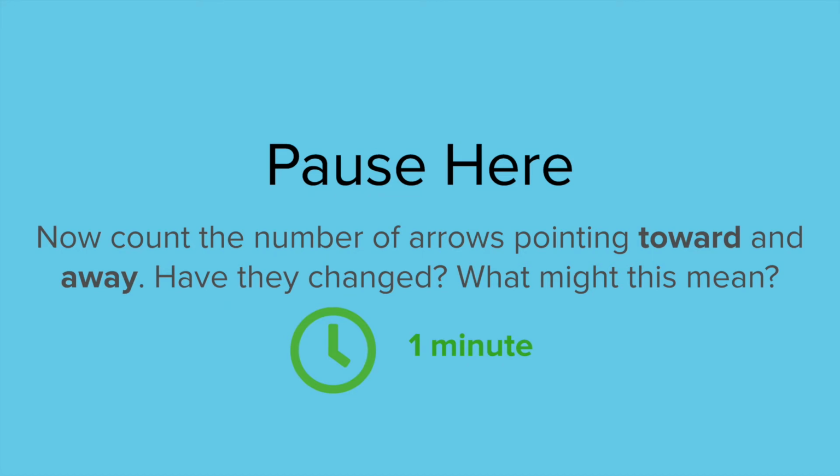Now count the number of arrows pointing toward and away. Have they changed? What might this mean? Pause here.